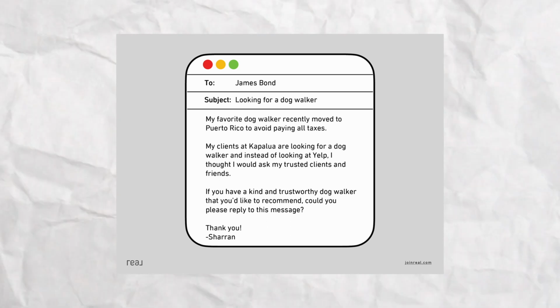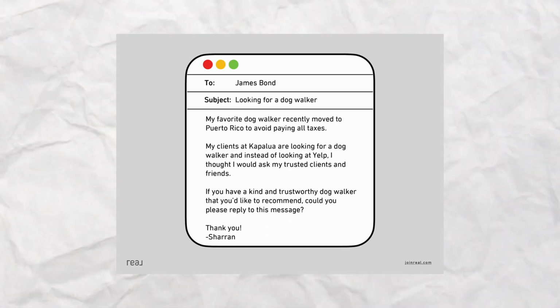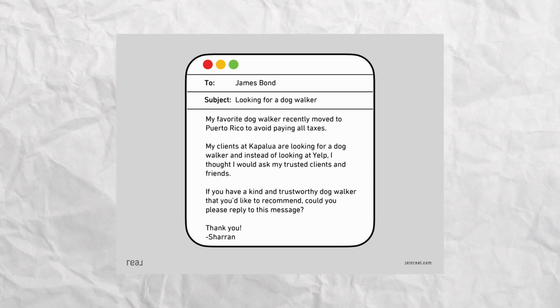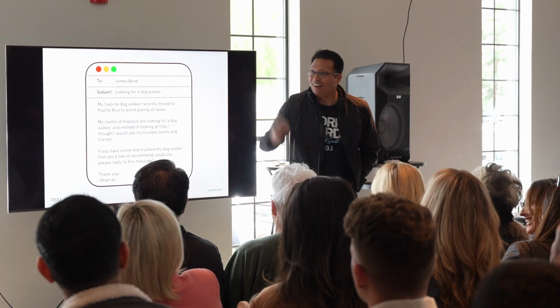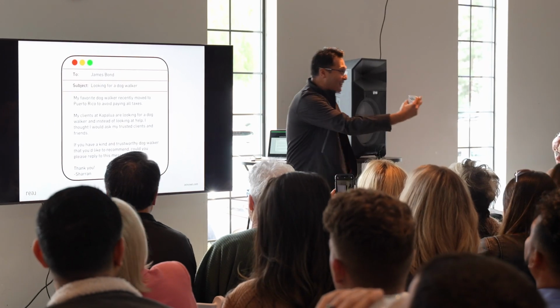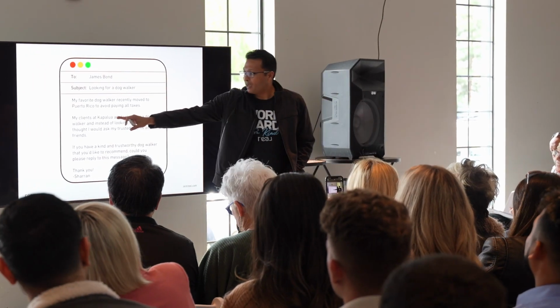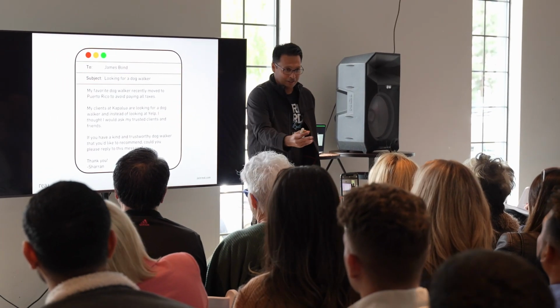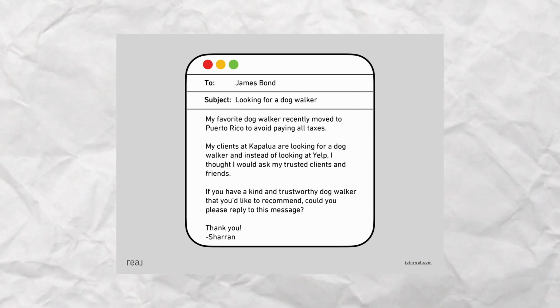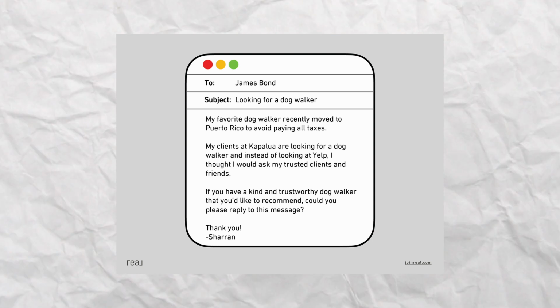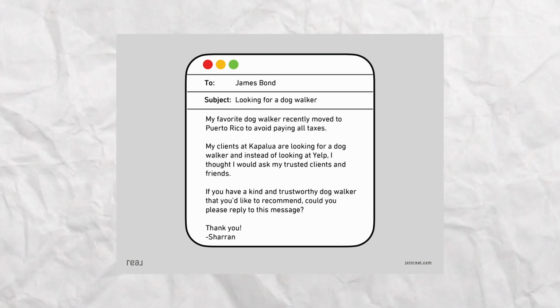Subject line: looking for a dog walker. My favorite dog walker recently moved to Puerto Rico to avoid paying all taxes. But this is important. This is how this works, right? I've got to tell a story around this. And I say, my clients at Kapalua, you know how this works. My clients at Kapalua are looking for a dog walker, and instead of looking at Yelp, you're telling the truth, I thought I would just ask my trusted clients and friends.